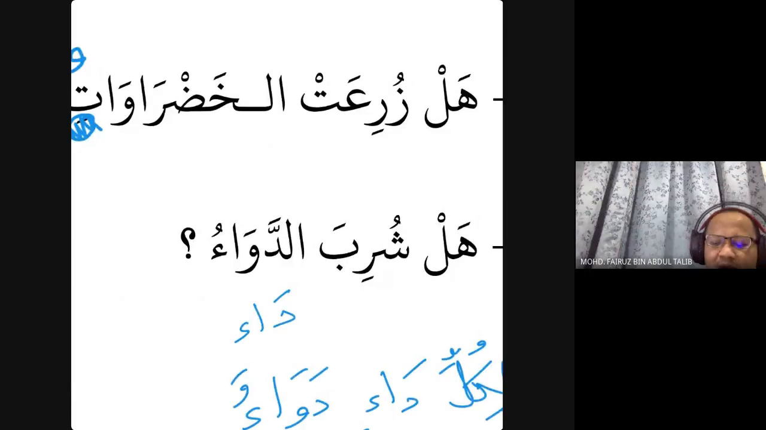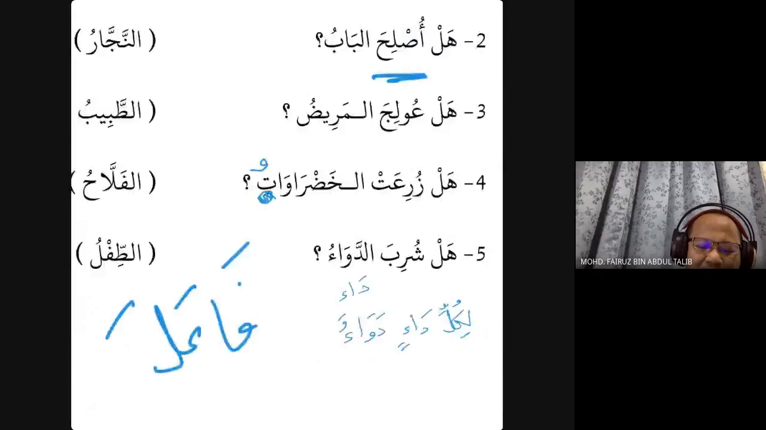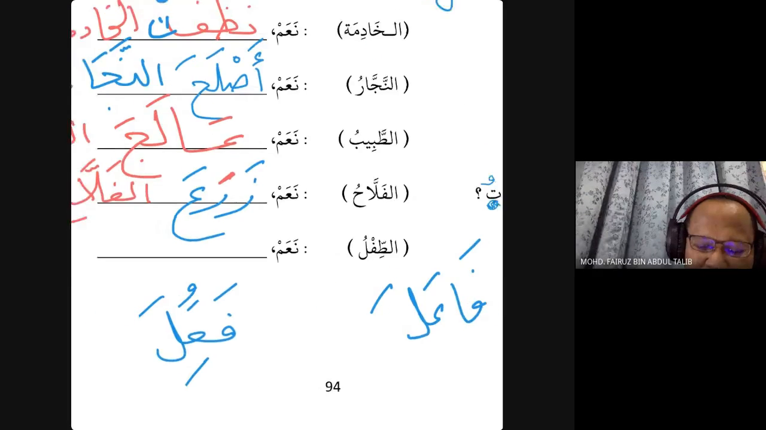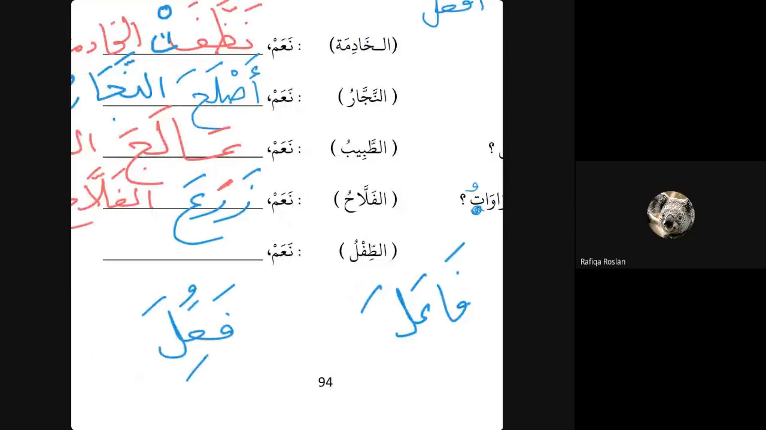Hal shuribat dawa. So has the medicine been drank or drunk? The past participle. Both of them, right? Hal shuribat dawa. So has the medicine been drank? You want to say yes, na'am. But who drank it? So the answer is atifil, yes, the child drank the dawa. So how do you say the word shariba? Shuriba, but in the ma'lum form.